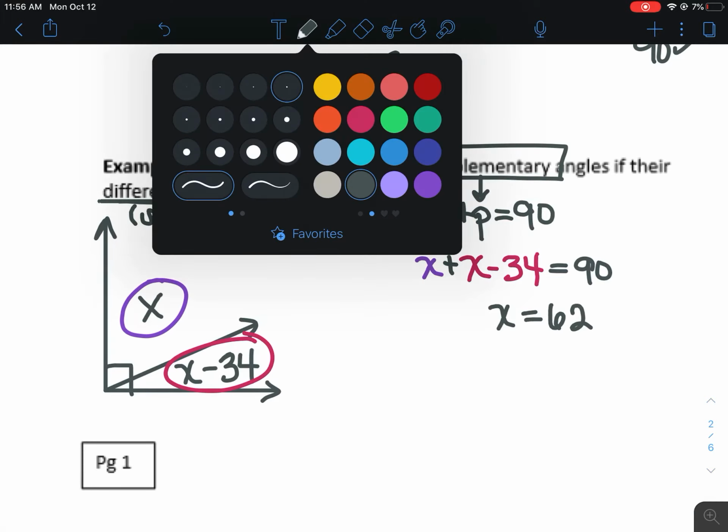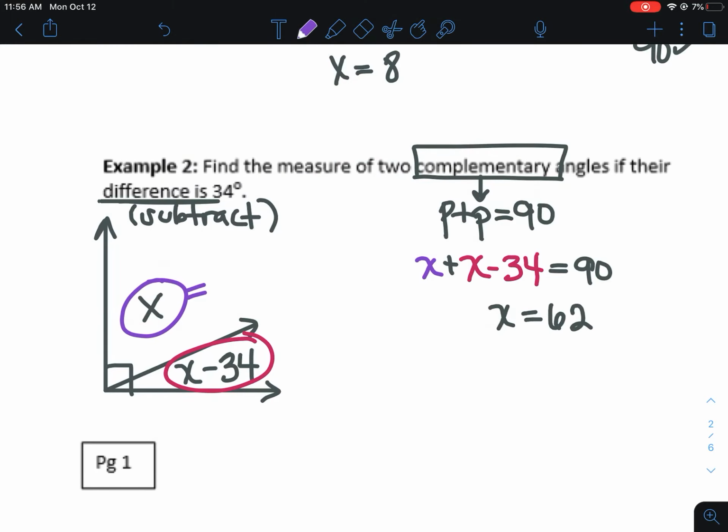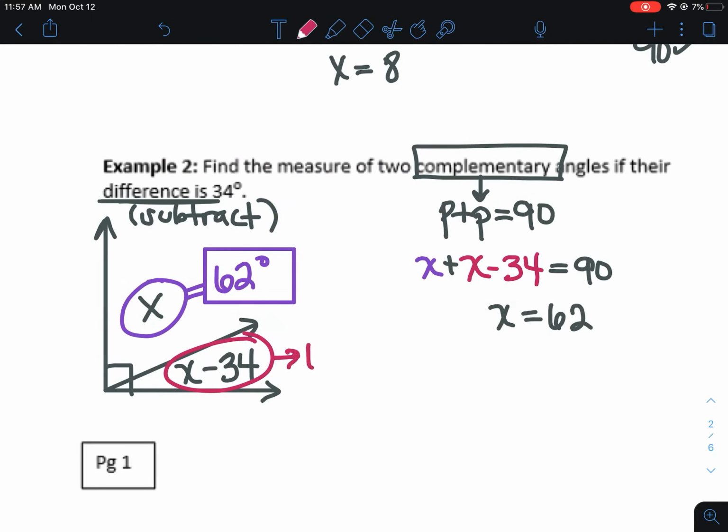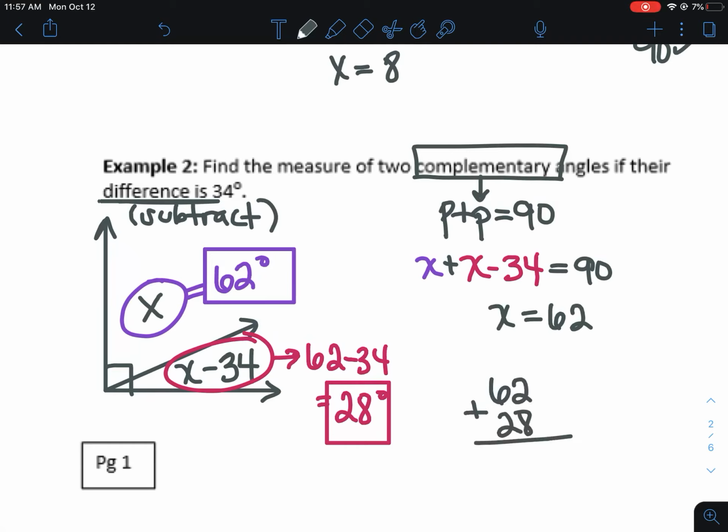Now, once you get that, plug it back in. So we see here, x equals 62. Well, that was just an x, so just plug it in, and that's just going to be 62. For this one, we have 62 minus 34, which should give us 28 degrees. And again, you want to double check by adding the two together, which we already know from the previous. But that's okay, we're going to add it anyway, and yes, we get 90 degrees. So that is correct.